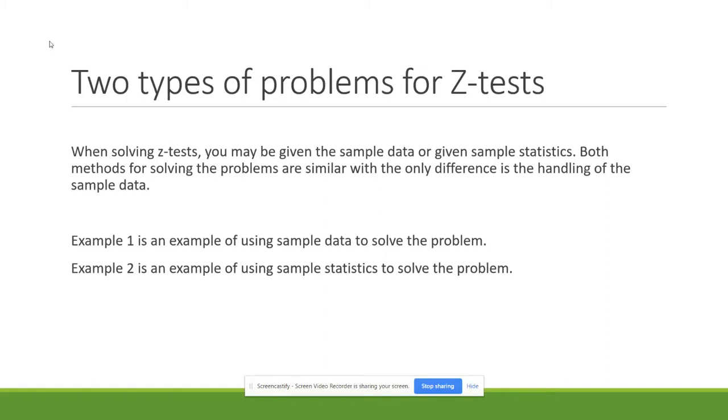There are two types of problems for z-tests that we're going to be looking at. The first one is when you're given sample data to solve the problem. The next example is when you're using sample statistics. In this example, we're going to be using sample data.